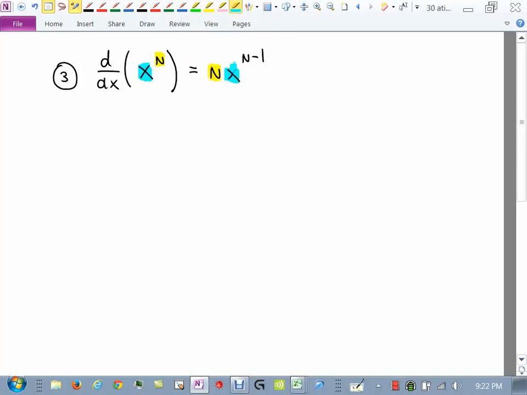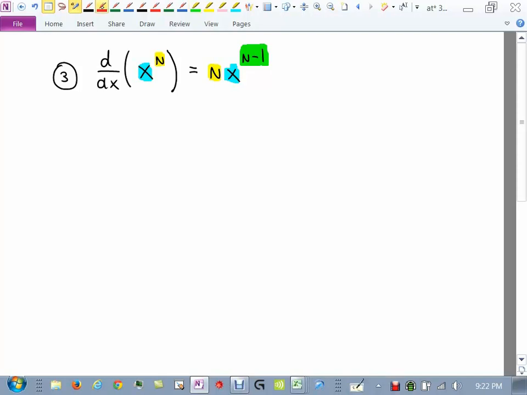and then the exponent is now that power you had before, but take 1 away from it. Now, I'm going to think about whether or not I want to show you why this is true. Let me first show you some examples of this, and then I'll decide if I want to show you why it's true. So here's an example of this.